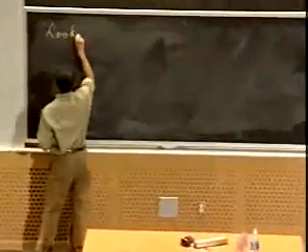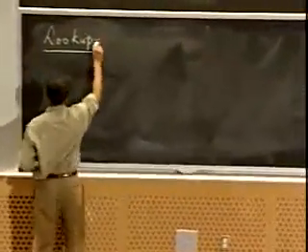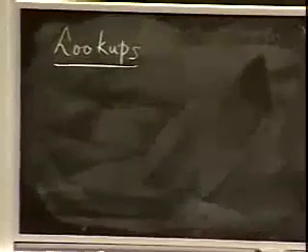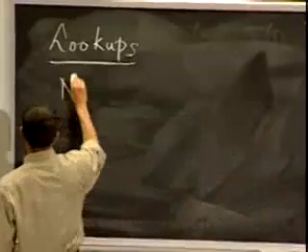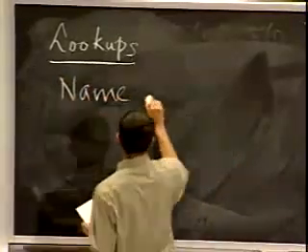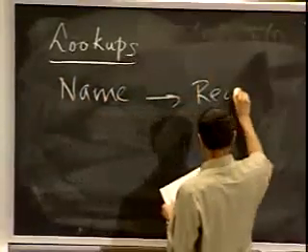So what does DNS do? Fundamentally, it provides an abstraction called a lookup abstraction. You give it a name, it returns a record to you. And you can ask for particular types of records that you want, and we'll get into that in a second. So you ask a name, and you get back a record.